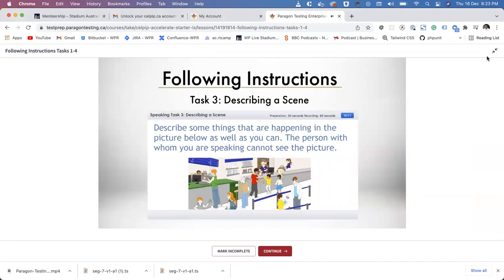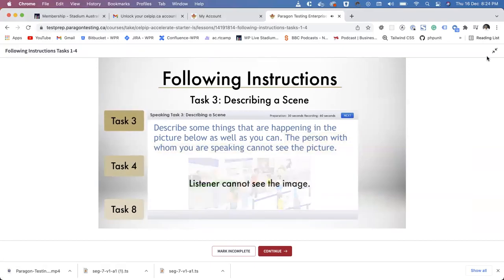Let's look at that last bit again. The person with whom you are speaking cannot see the picture. This is an important point to remember when describing any of the pictures on the speaking test. When you are describing the image in speaking tasks 3, 4, and 8, remember that the listener cannot see the image. This means that your description will have to be very clear.